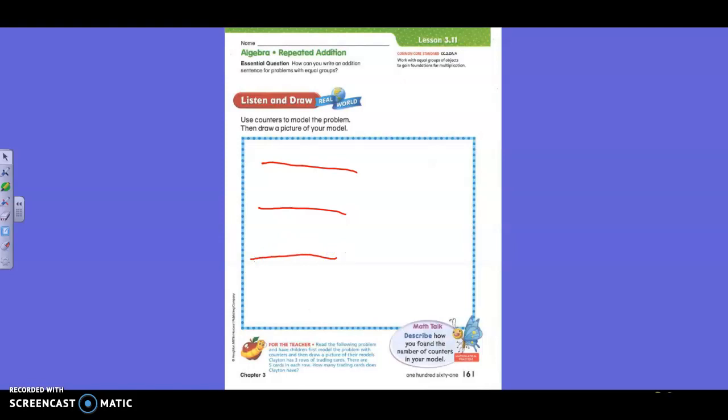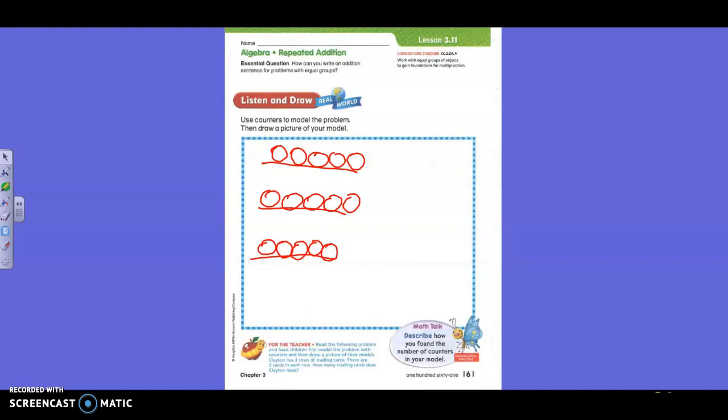Then what did you do? 5 circles in each row. Why 5 circles? The story said 5. It said 5 cards in each row. Rows. Okay, then the question is, how many cards does he have?